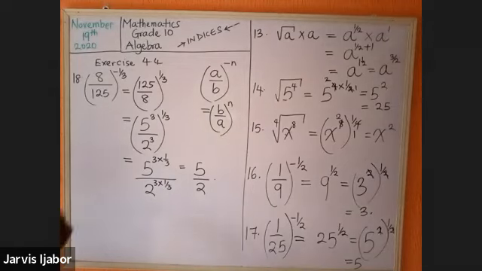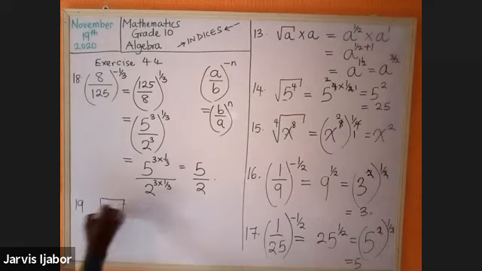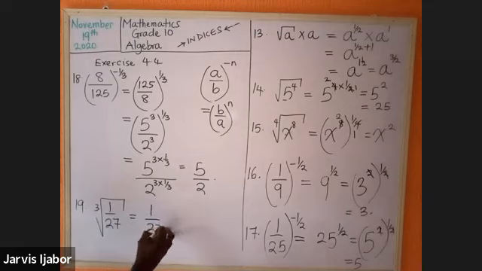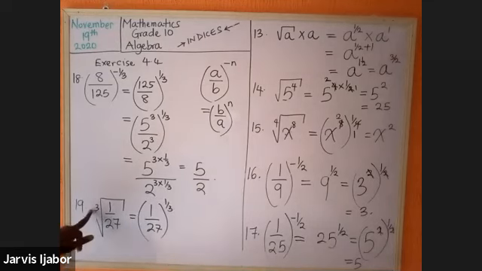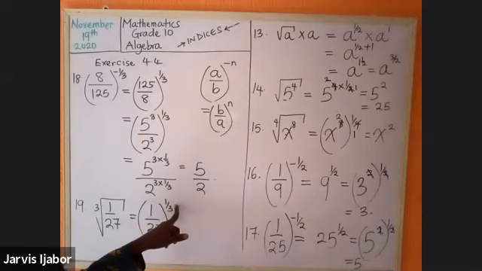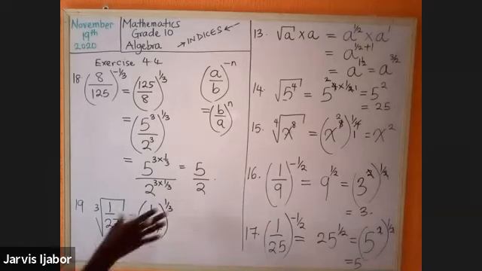Question 19 says what? The cube root of 1 over 27. Now, this will be equal to 1 over 27, all raised to the power of what? 1 over 3. I've established before that the cube root is expressed as a fractional index 1/3. Now, there's also another rule you need to remember here.